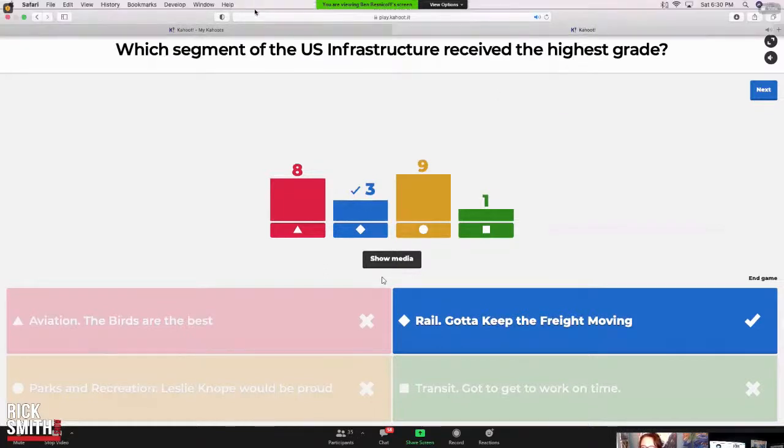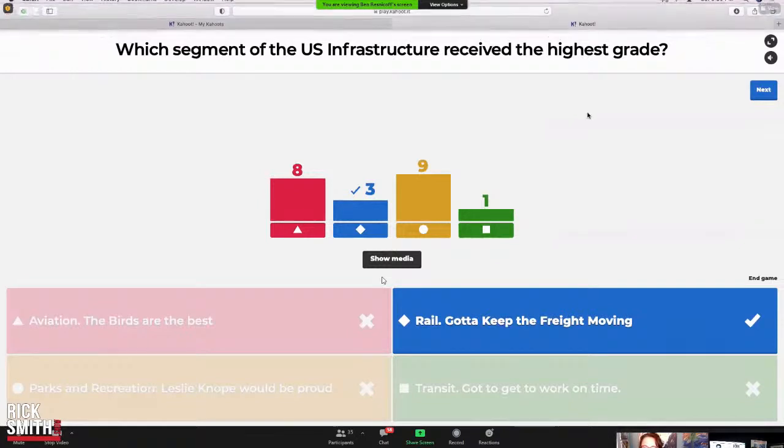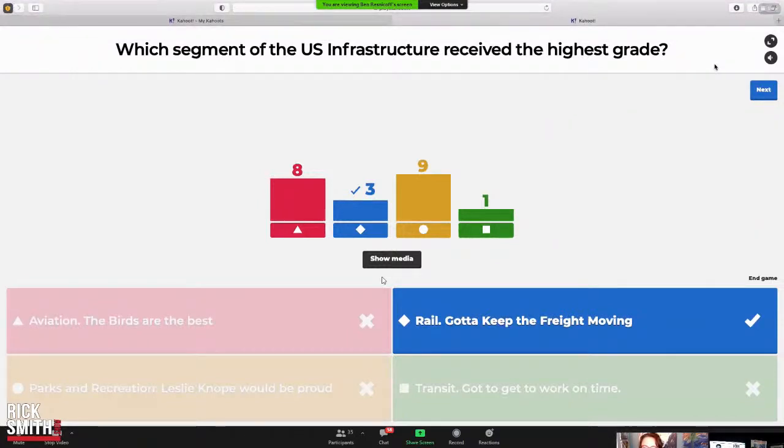Wow, this is where we separated, folks. Rail got the highest grade of all. We got to keep that freight moving. It got a B on the report card, the only B that we got as a country in infrastructure. And rightly so, because we need the rail to get products around and keep Wall Street fat and happy. So there's that. We're separating folks out. Let's move on to question number 3.